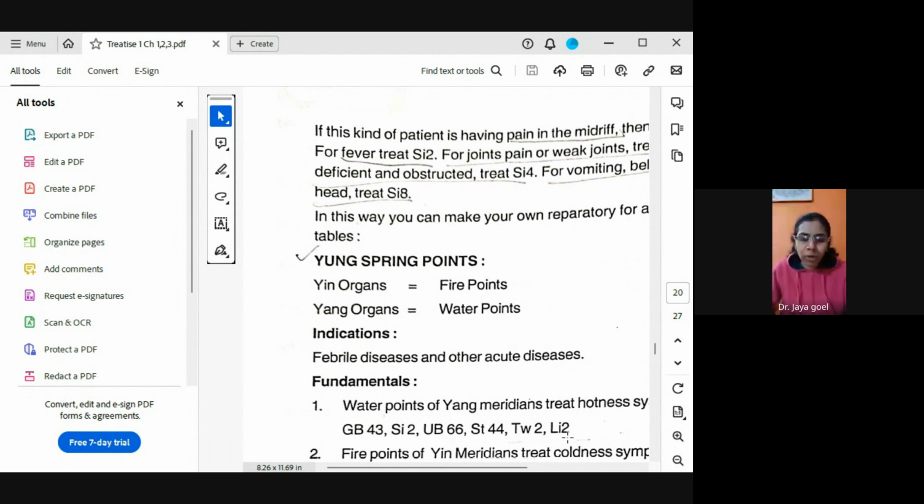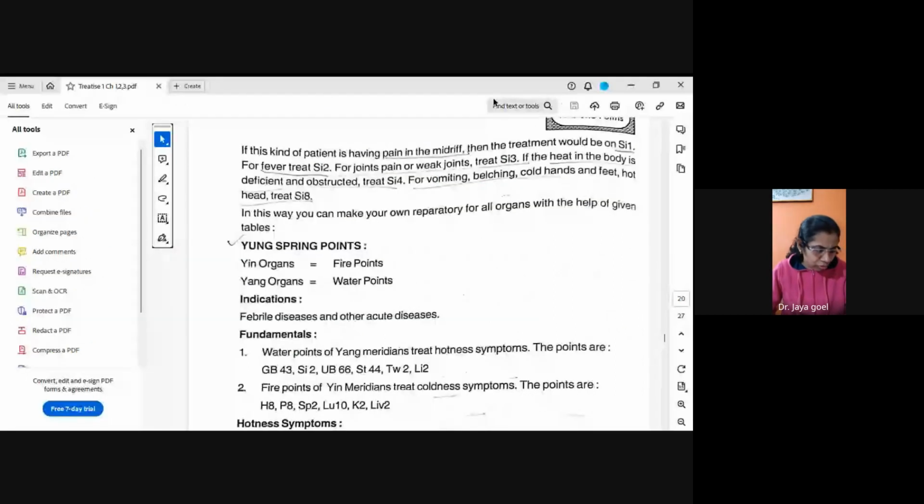And the 5 Shu Points have a hierarchy: Jing Well point first, Yang Spring point second, third is Shu Stream point, fourth Jing River point, and last, fifth, not the least, He Sea points. We studied the Jing Well point yesterday.